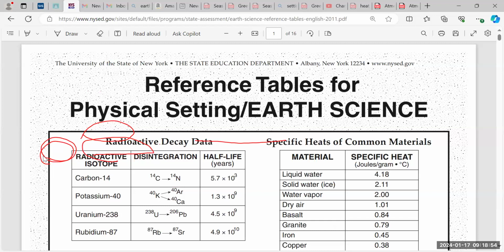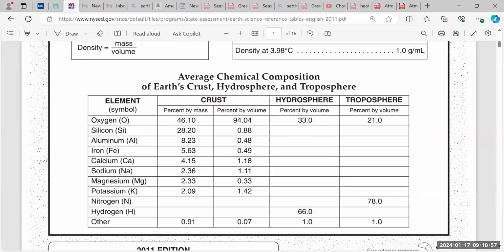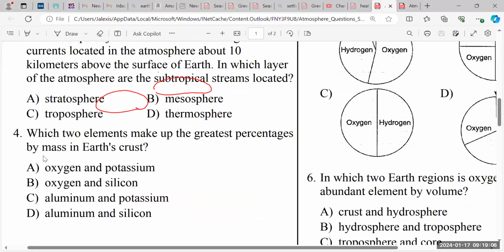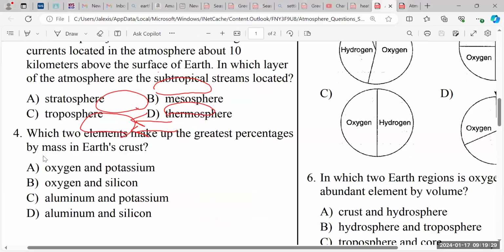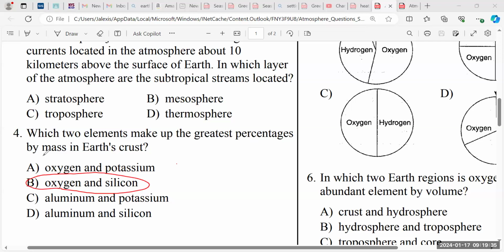All right. And when we go to page 1, we go back to our bottom chart, and I see the Earth's crust right here and the elements. Now, when we go back to the question, which two elements make up the greatest percentage by mass in the Earth's crust? I'm going by mass, right? Percent by mass. And the two top elements highest in percentage by mass are oxygen and silicon. Oxygen and silicon. So my correct answer is choice B.